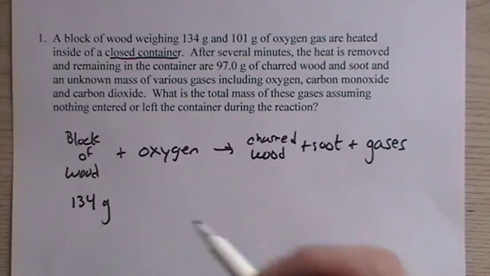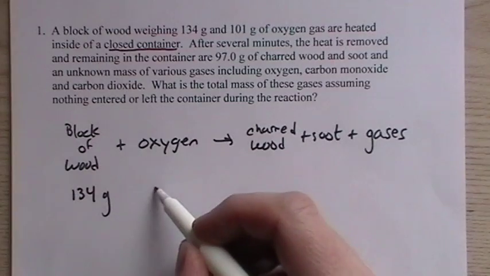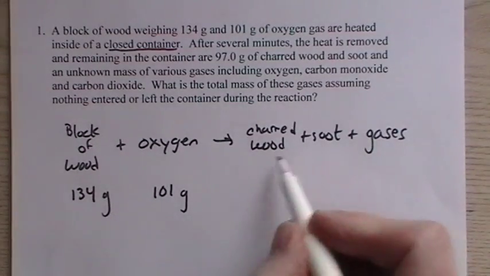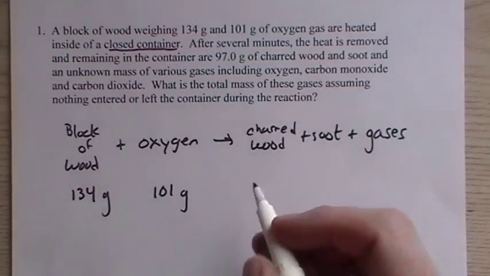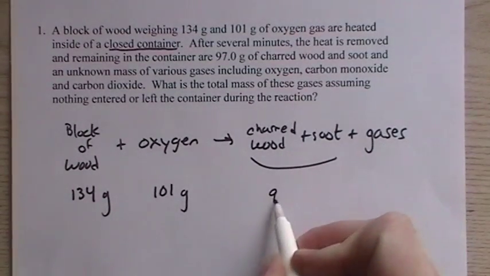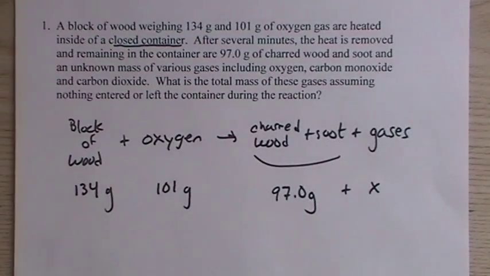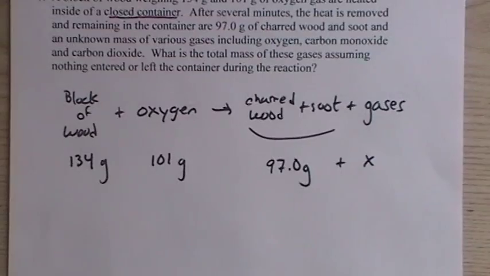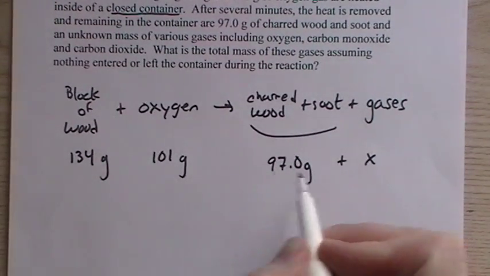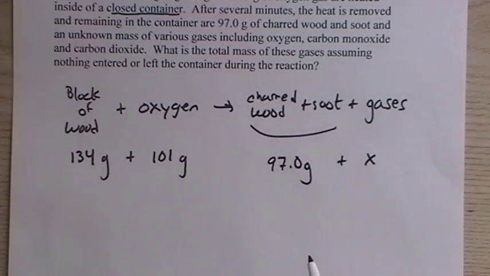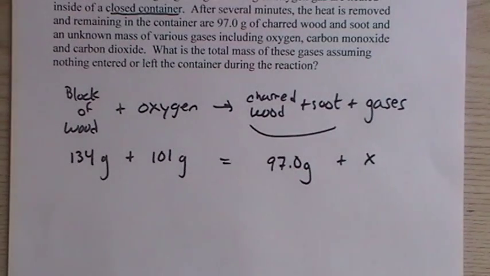They have given us that the block of wood weighed 134 grams. We reacted with oxygen, 101. So since it's charred wood, obviously we didn't go to completion. We just kind of burned it up a little bit. And the charred wood and soot together are 97 grams. And then the gases are an unknown, so we just write it as X. Now, the mass of the reactants has to equal the mass of the products. So 134 plus 101 must equal 97 plus X. And then it's a matter of solving for X.